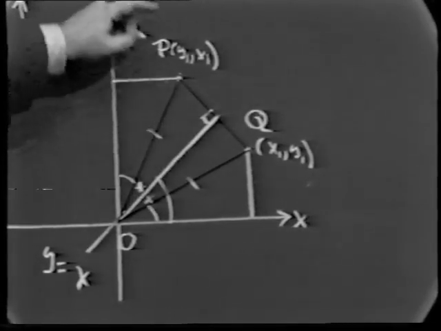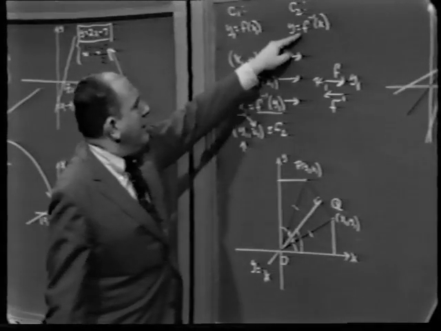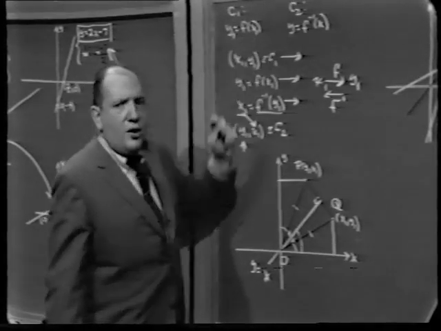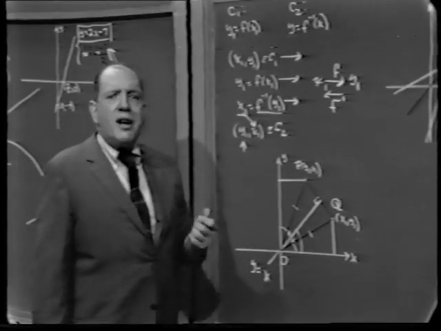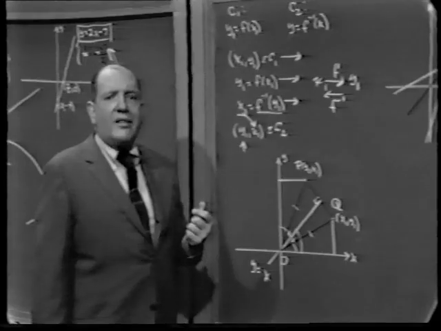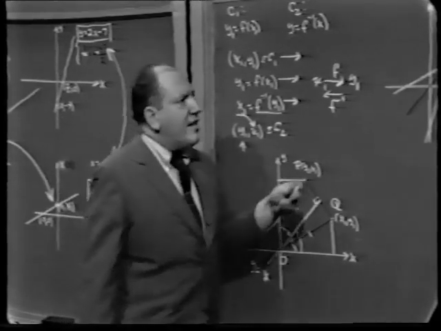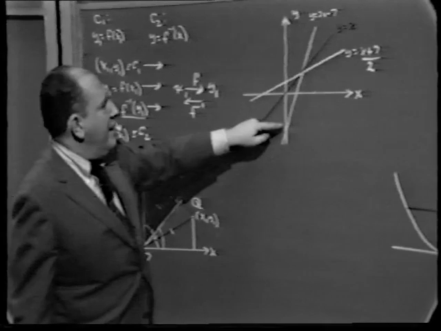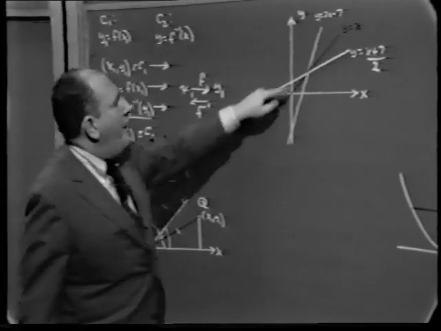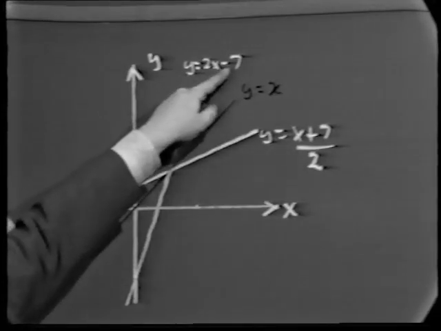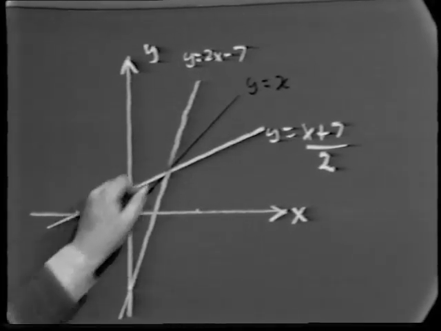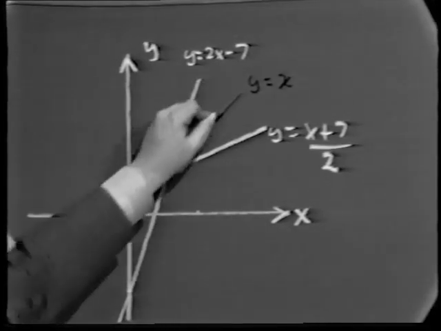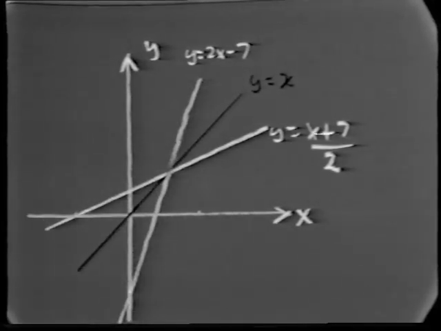In other words, going back to our original problem here, the curves C1 and C2 are related by the fact that they are mirror images of one another with respect to the line y equals x. That's exactly what I've drawn over here. In other words, going back to the problem of how are the curves y equals 2x minus 7 and y equals x plus 7 over 2 related, the answer is they are mirror images of one another with respect to the line y equals x. They are symmetric with respect to that line.